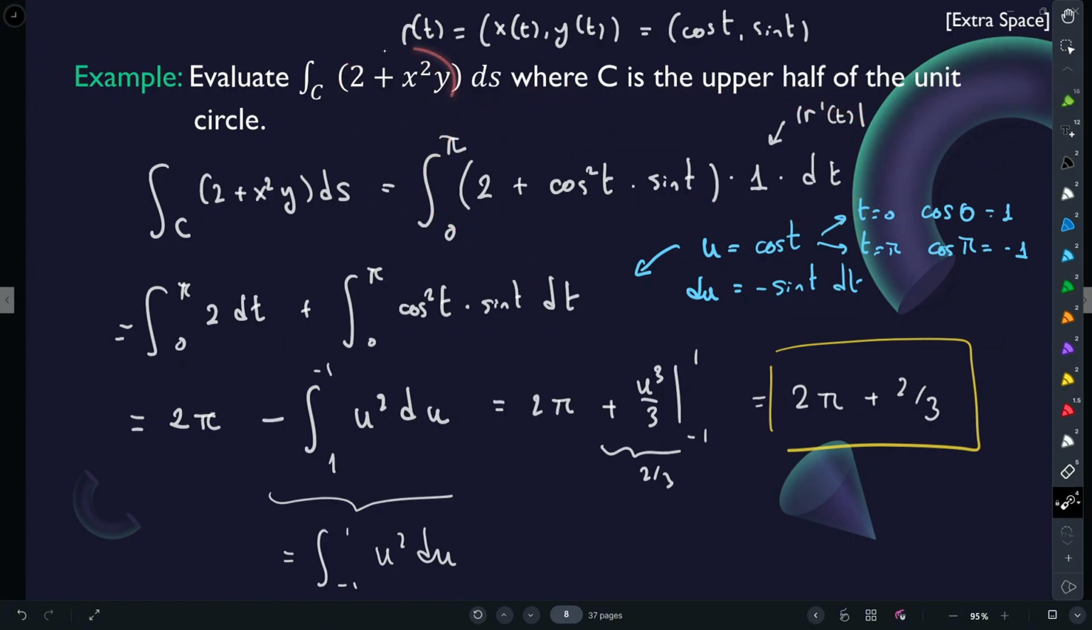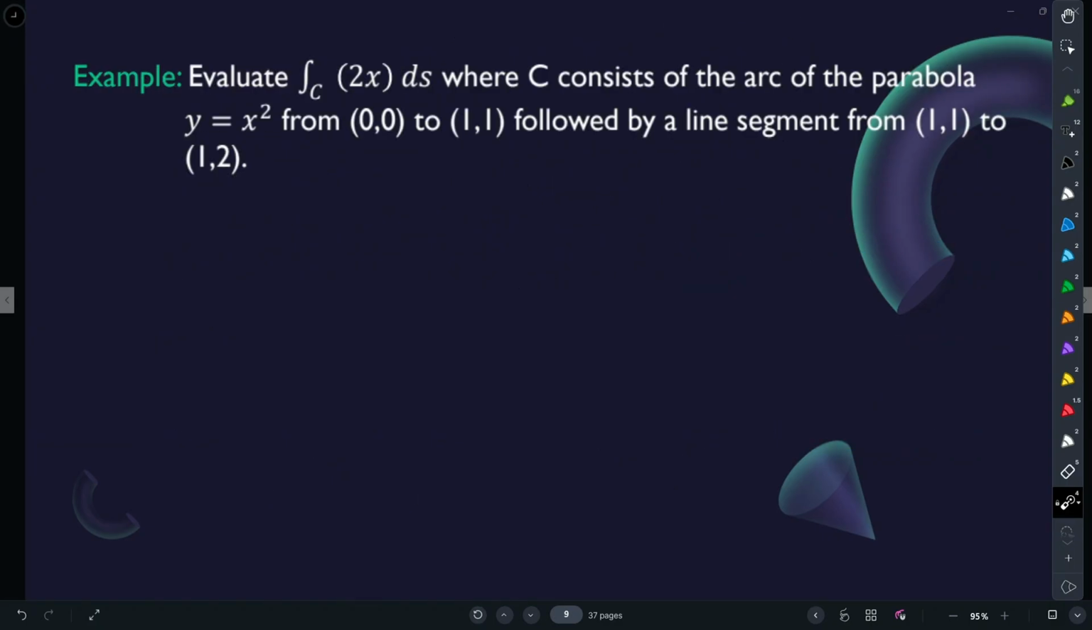I'm integrating a function along a path using this piece here, ds, which is the parameter arc length, what we call arc length. Okay. All right, let's do another problem. I'm going to integrate the function 2x, but I'm going to do it now in a path that is defined in 2 different segments. Let's see what that means.